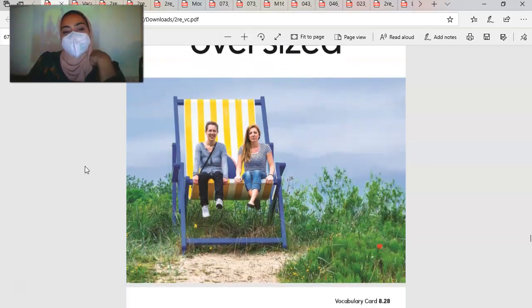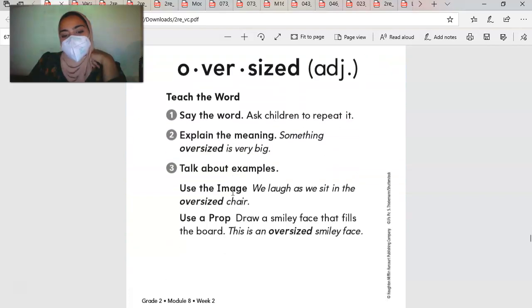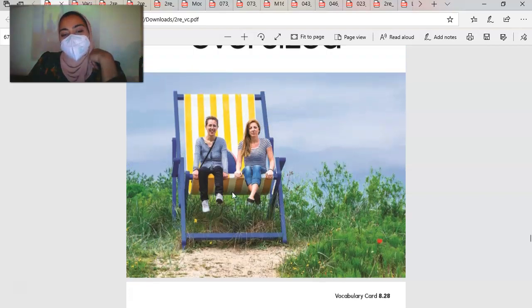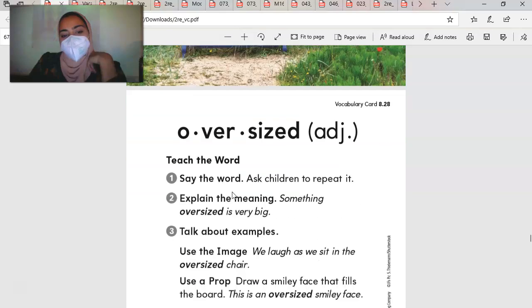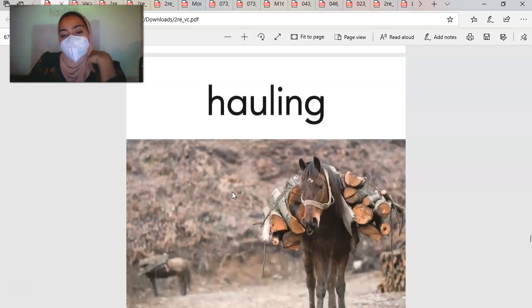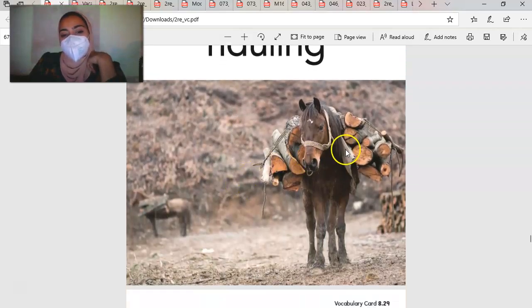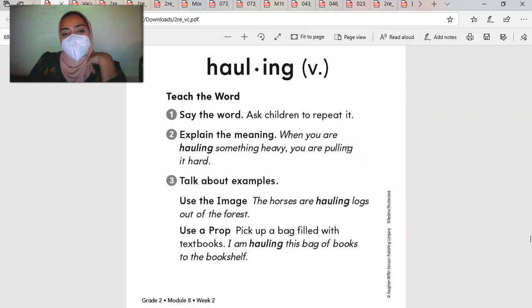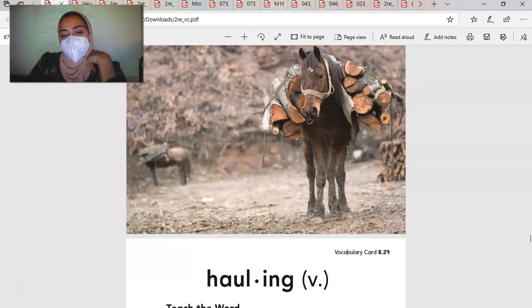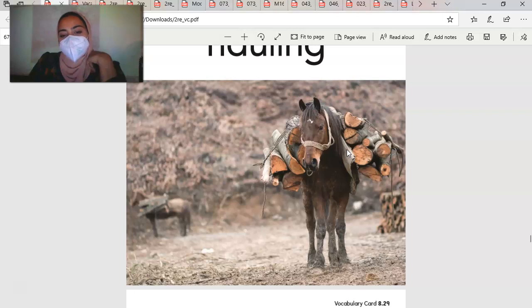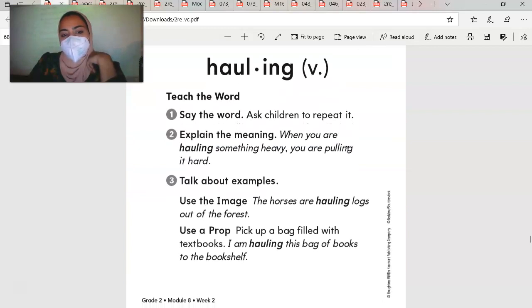What about oversized? Does that mean big or small? Big. Look at the chair they're sitting on. That's a huge chair. When something is oversized, it is very big. Hauling. Here the horse is hauling wood on his back. When you are hauling something heavy, you are pulling it hard. So the horse is pulling the wood hard, right? He's hauling the wood.